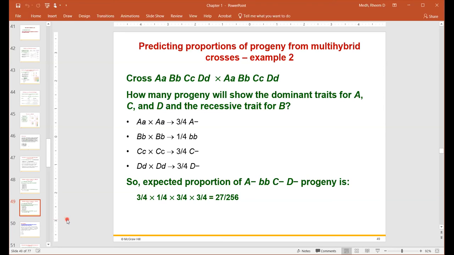Because we want big A, little a. When it's big A, anything, that's why we use this one. Little b, so that's why we use this one. Big C, anything, right? So that's why we use this one. And then big D, anything, that's why we use this one. Okay, everybody with me?